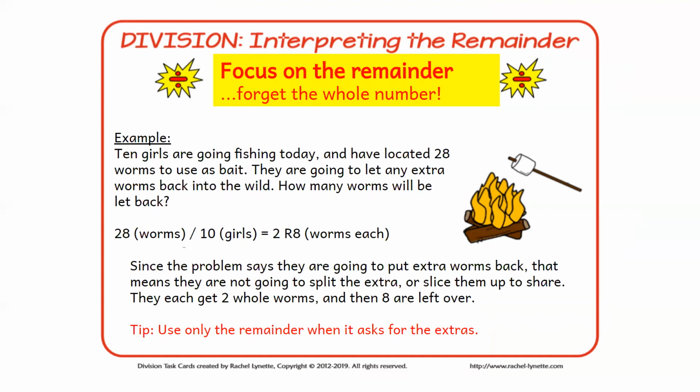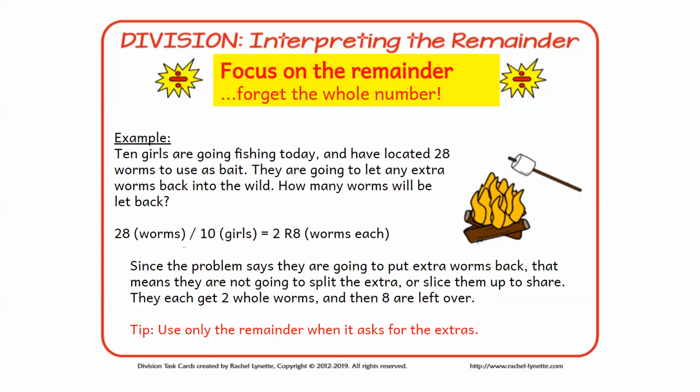10 girls are going fishing today and have located 28 worms to use as bait. They're going to let any extra worms back into the wild. How many worms will be let back? I know mathematically I have to do 28 worms split between the 10 girls, but my answer is 2 remainder 8 worms. I don't think it's right to go around cutting up worms and splitting them. I wouldn't want to split up and cut up an animal. So my answer would really be each girl gets 2 worms each, and then there's 8 extra worms.